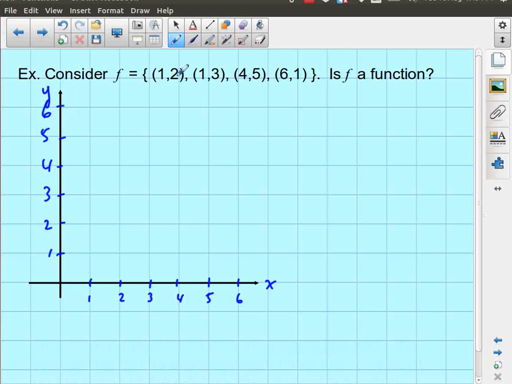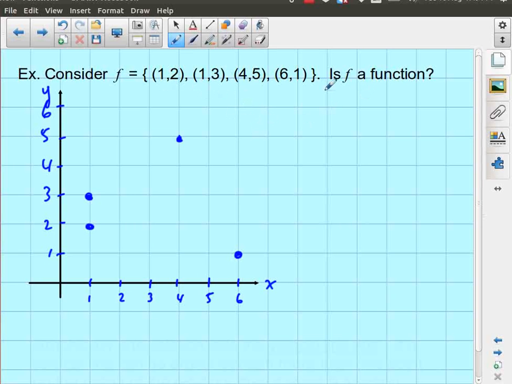And I'm going to plot these points: (1, 2), (1, 3), (4, 5), (6, 1). And we ask the question, is this a function? Now there's a couple of ways we could look at this.